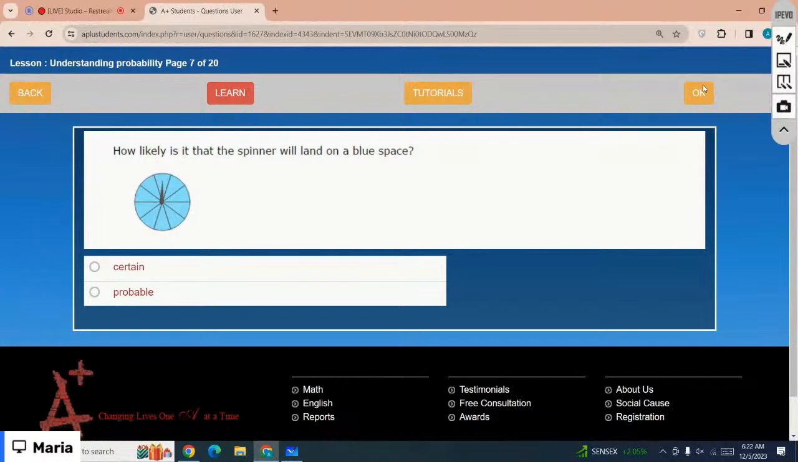Yes, it is certain, because all the portions are blue. So certainly it will land on blue. The correct option is certain, right?